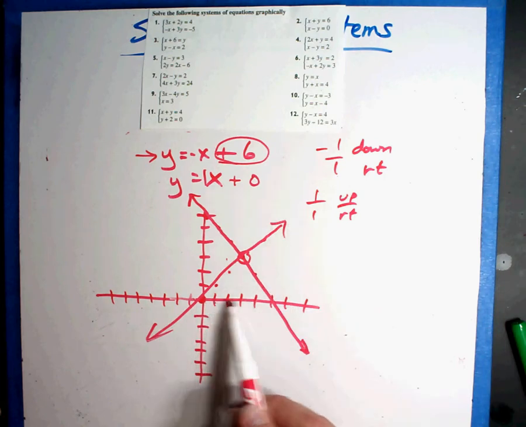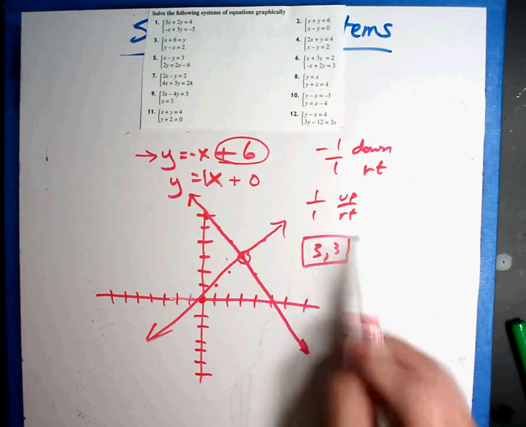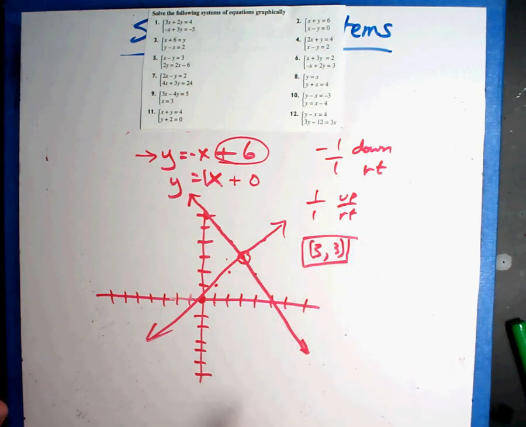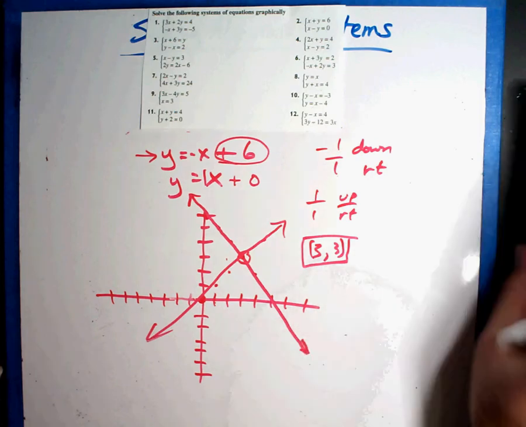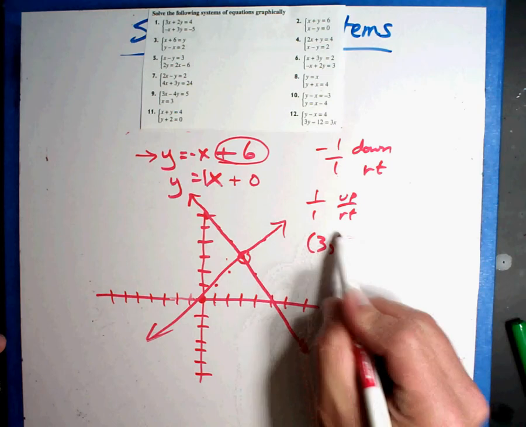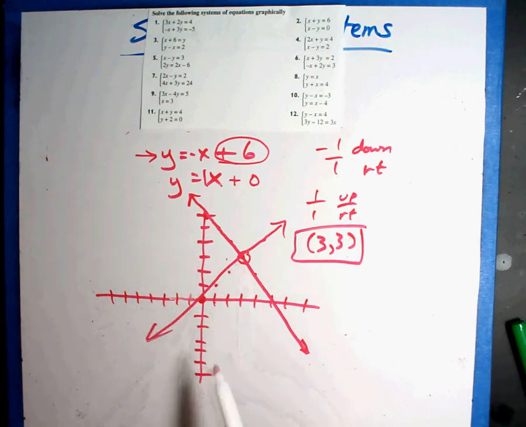So at 1, 2, 3, up 3 is my solution. So 3, 3 is my solution. That's the spot. I didn't write that very well. I'll write it again so it looks nicer. At 3, 3, that spot is the solution for this problem. And that's how you work each of these. You just graph each one separately and see where they intersect.